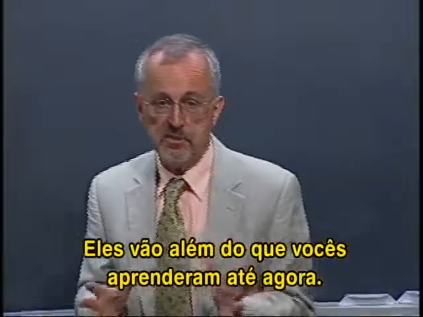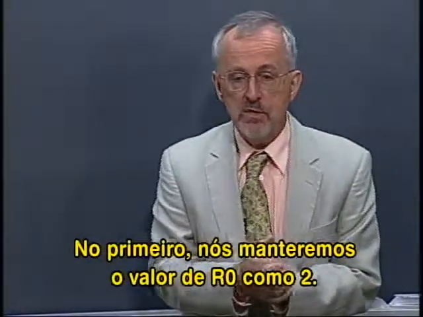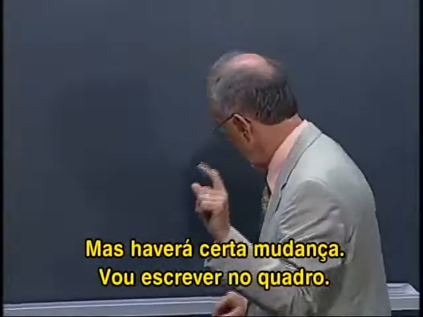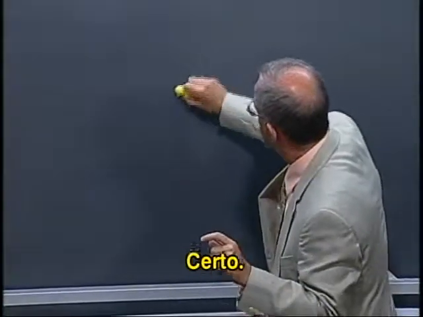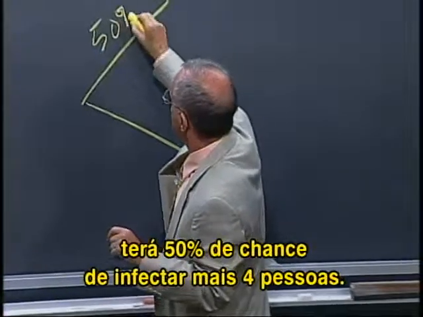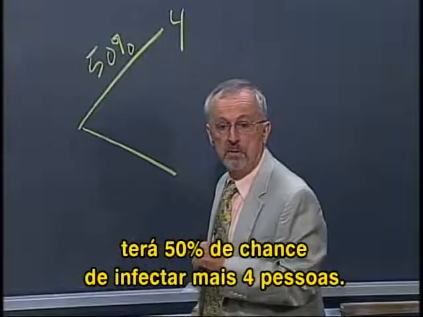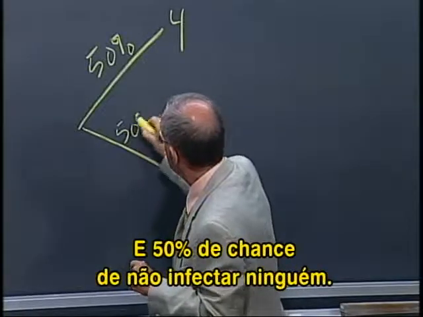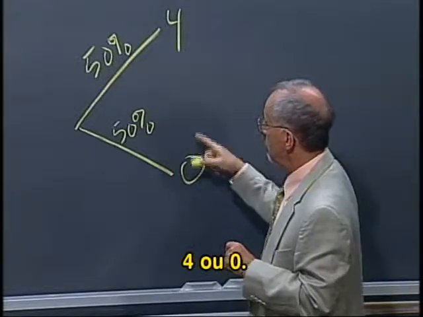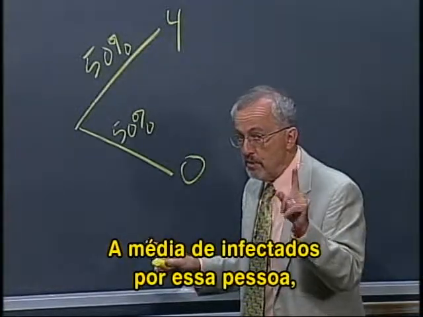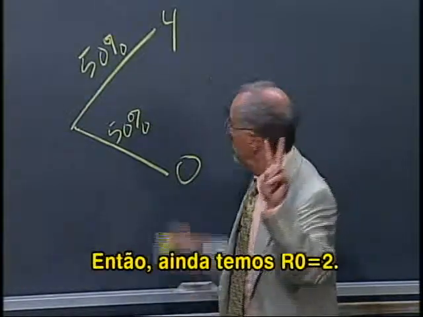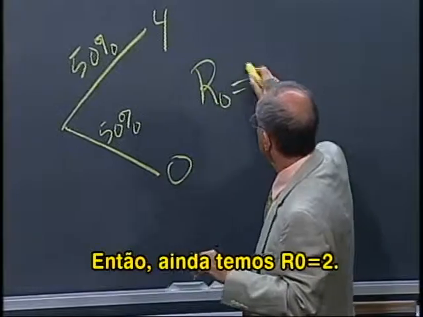Okay, we want you to do 2 more exercises. Both of these, I think, are learning experiences beyond what you've done before. And the first one, we're going to keep R0 at 2, but we're going to have a certain wrinkle here. Now let me go to the blackboard and say, okay, so each newly infected person will have a 50% chance of infecting 4 other people, or a 50% chance of infecting 0 other people. 4 or 0. The average number of newly infected people in a fully susceptible population from this person will be 2. So we still have R0 equals 2.